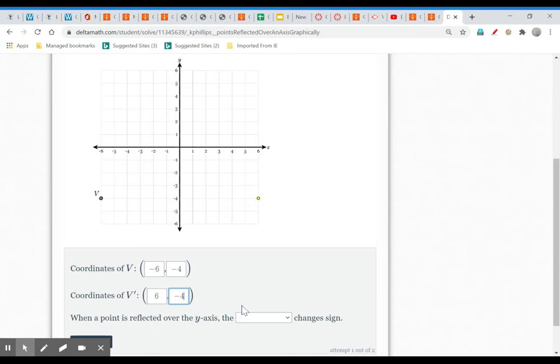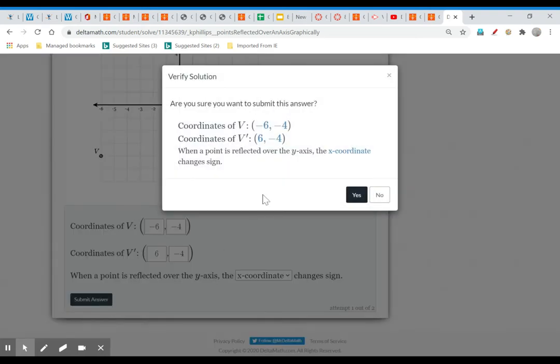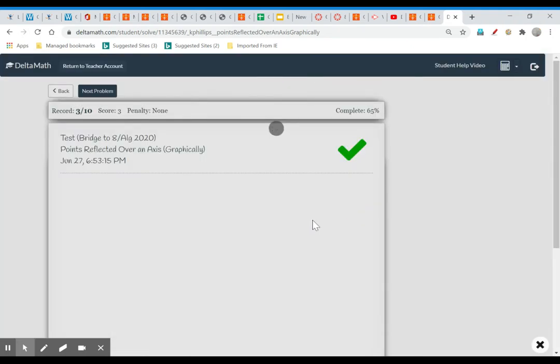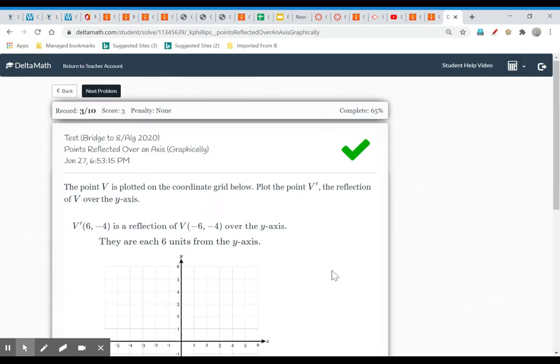So what they want you to do is generalize here and see a pattern and say, okay, when a point is reflected over the y-axis, what happened? Well, the y-coordinate stayed the same, but the x-coordinate changes sign. So there you go. Yay, I got it right. Okay. And then it kind of walks you through that. All right, let's try another one.